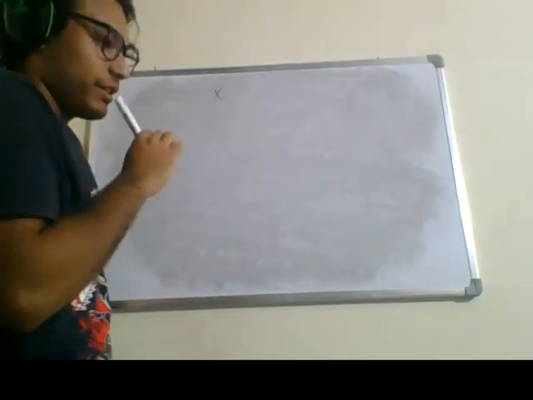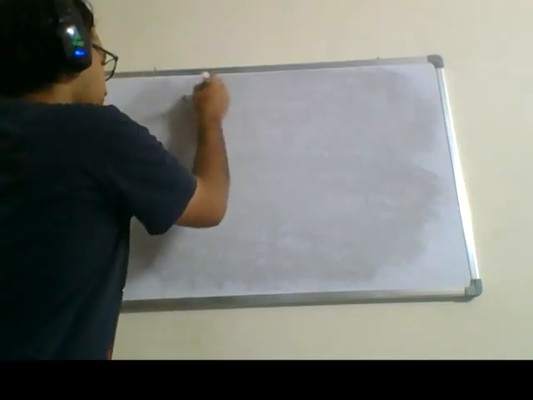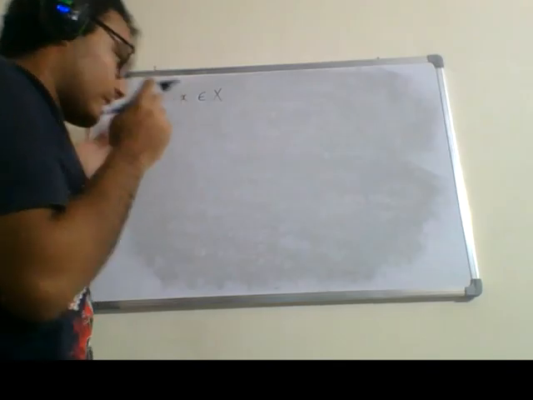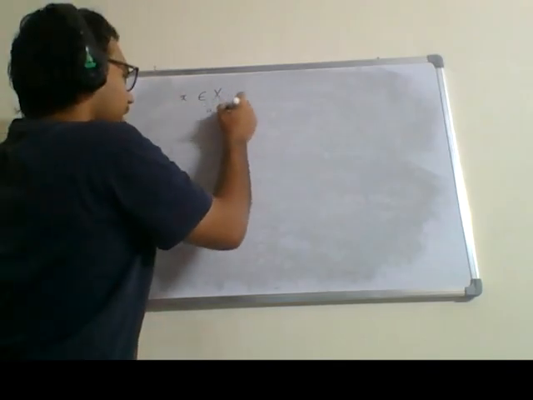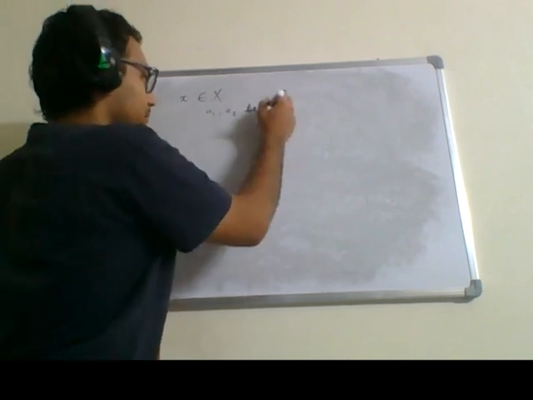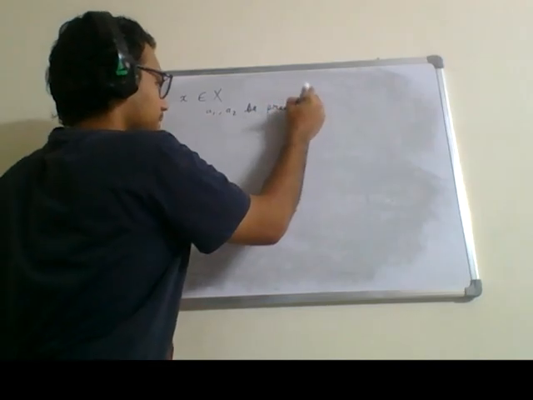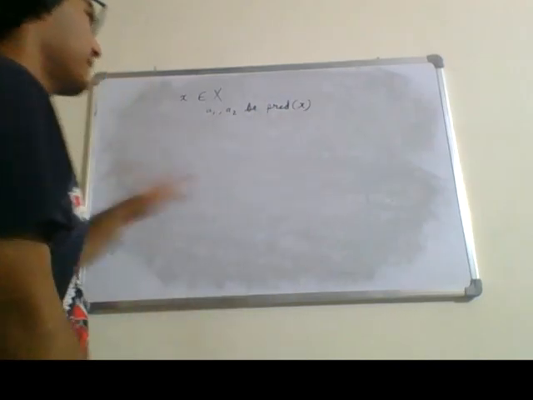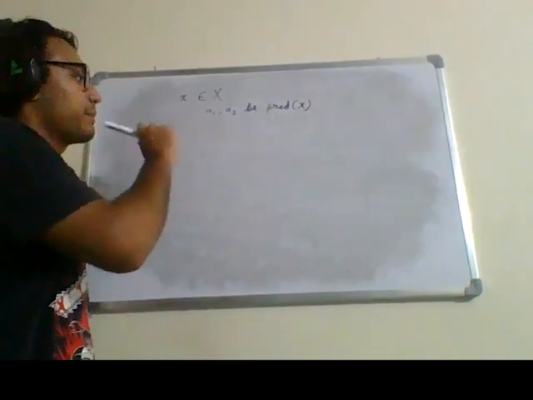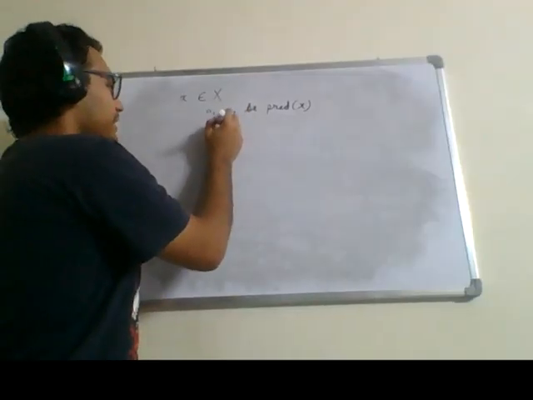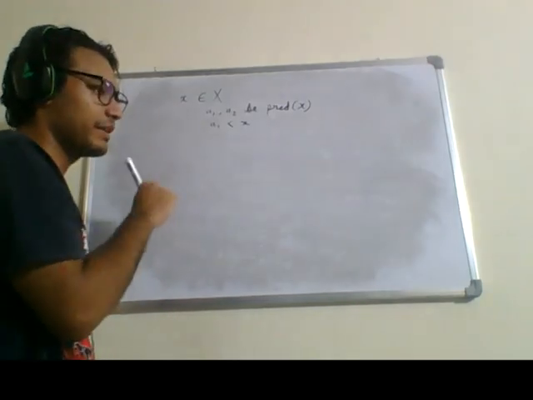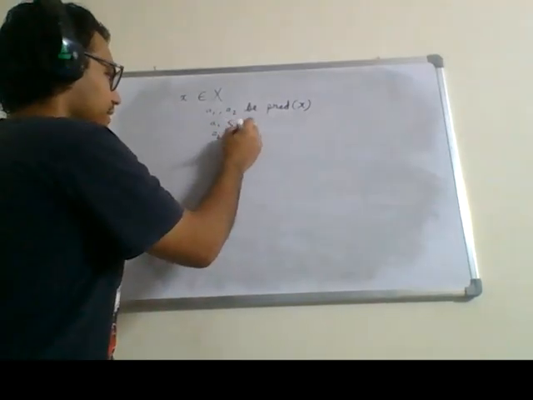So let X be an ordered set, and let x be a member of it. Now let A1 and A2 be the immediate predecessors of x. This is bad notation because of other things, but I'm just going to use it for the time being. What does that mean? It means A1 is less than x, it can't be equal to x, and A2 is less than x.